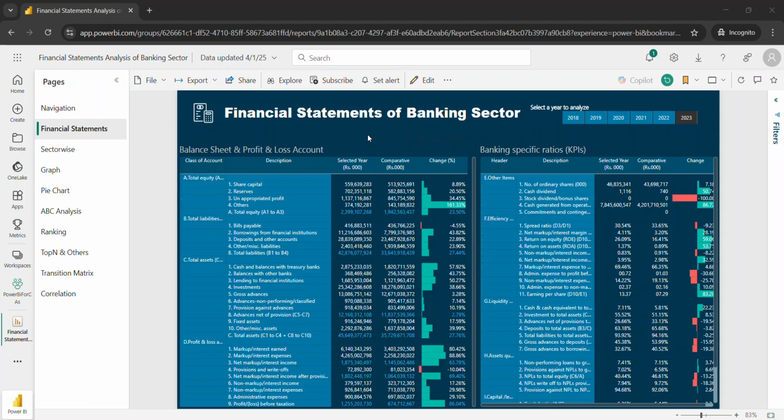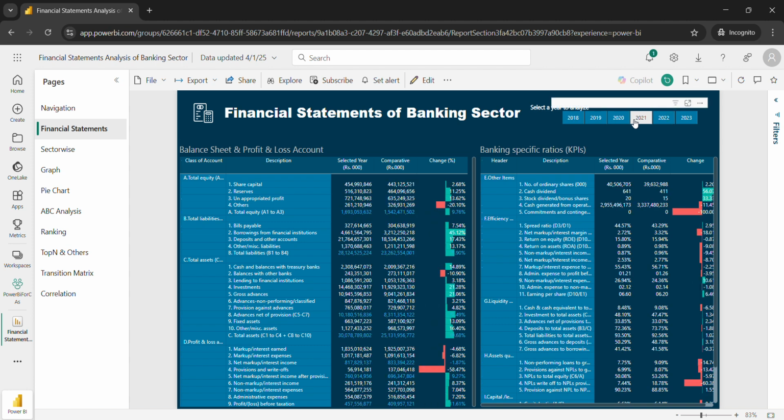Okay, so today we will be analyzing the banking sector of Pakistan, and we have a predefined format in which we will be consolidating the financial statements, the profit and loss account, the balance sheet, and certain ratios. We will also be calculating certain important ratios specific to the banking sector, and we have multiple years of data. So we have very comprehensive information on the entire banking industry.